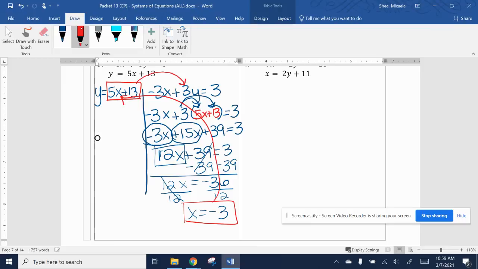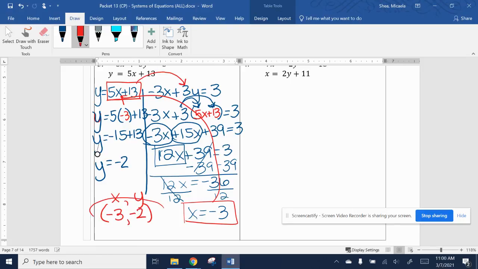From there, we're going to substitute back into our original, or our isolated. Anywhere I see x, I'm going to put in negative 3. So, y equals 5 parentheses plus 13. Inside those parentheses, we have negative 3. Y equals 5 times negative 3 is negative 15 plus a positive 13. Y equals negative 2. If you are not good with negative signs, use your calculator. That's what it's there for. Our final answer is going to be an ordered pair, x comma y. Our x is negative 3. Our y is going to be negative 2.